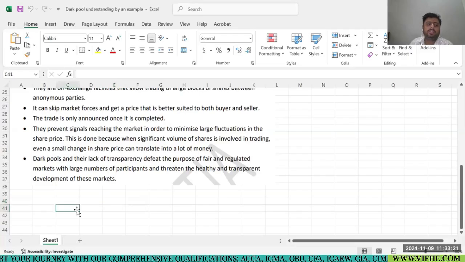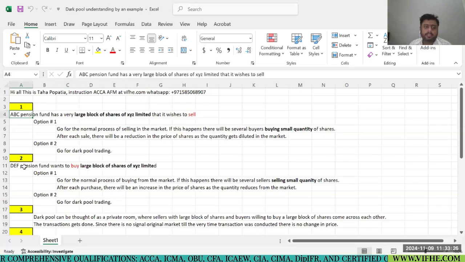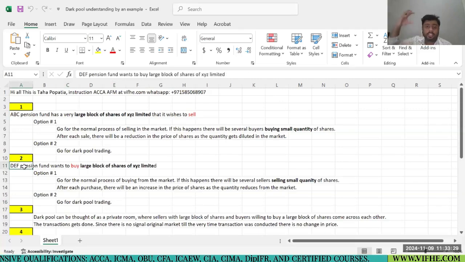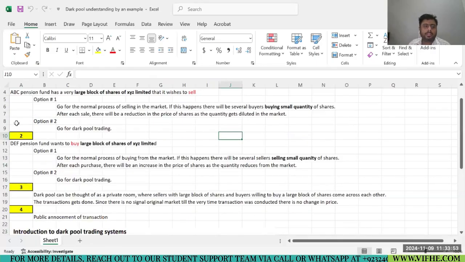From the angle of the two giants, it is good for ABC and for DEF. If you look from the perspective of these huge giant companies, it is good. But someone who was looking for an opportunity to go into the market with a very, very less amount of money will obviously suffer in this system. Now, again, you might be asked to write around 4 or 6 marks about dark pool trading system. So if you remember these 4 bullets, you will be able to reproduce the bullet points.